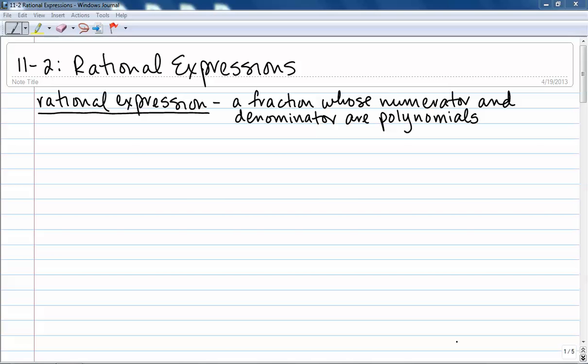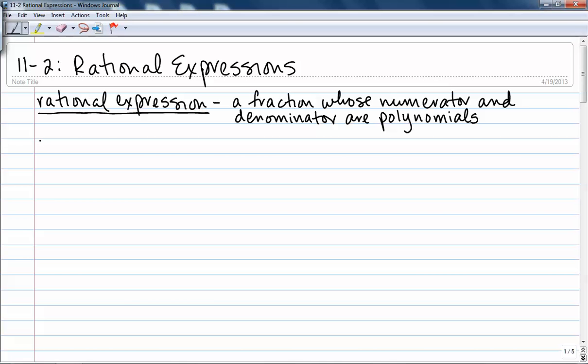Today's lesson is on rational expressions. A rational expression is a fraction whose numerator and denominator are polynomials. So it's basically just a fraction, and you're going to have something with x on the top of the fraction and something with x on the bottom of the fraction.